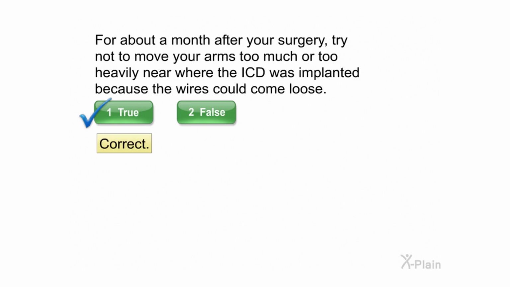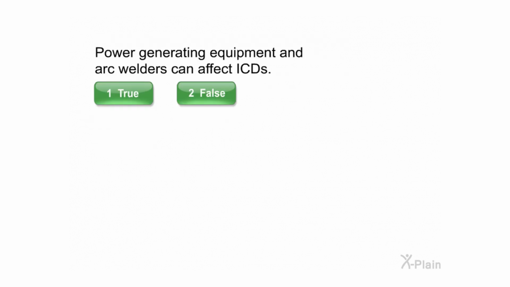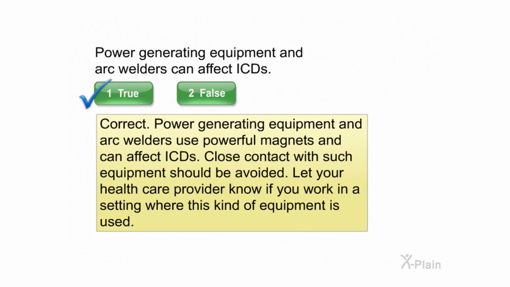Correct. Power generating equipment and arc welders can affect ICDs. Select true or false. Correct. Power generating equipment and arc welders use powerful magnets and can affect ICDs. Close contact with such equipment should be avoided. Let your healthcare provider know if you work in a setting where this kind of equipment is used.